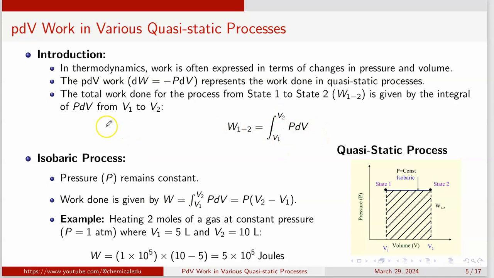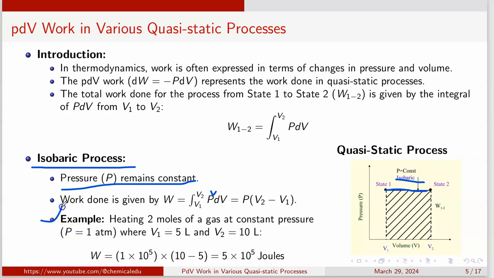Now we can categorize different types of processes. One is the isobaric process, meaning pressure remains constant. The work done is W equals the integral from V1 to V2 of PdV, and as P is constant, integrating gives P(V2 minus V1). If we plot it, it is a straight line: volume changes but pressure is constant, going from state 1 to state 2. So it is called an isobaric process.